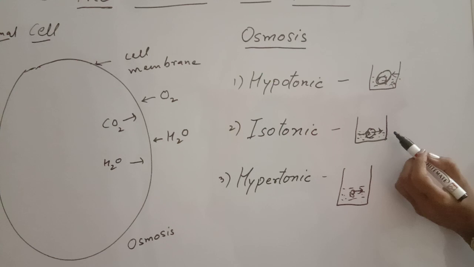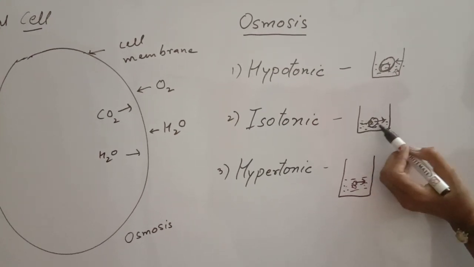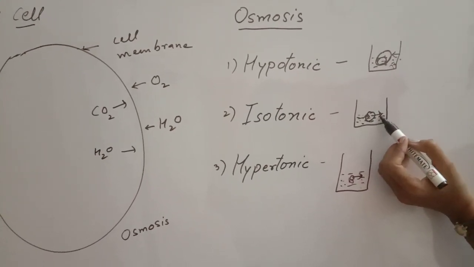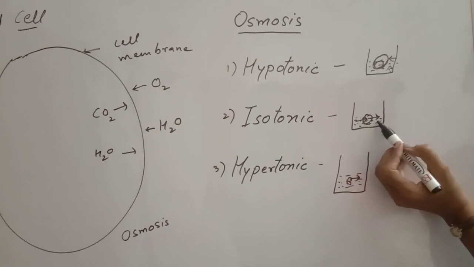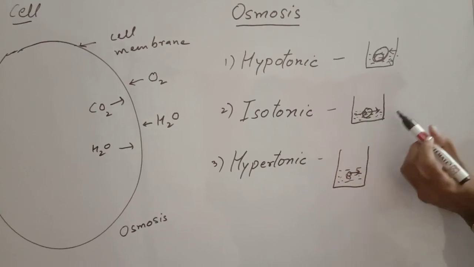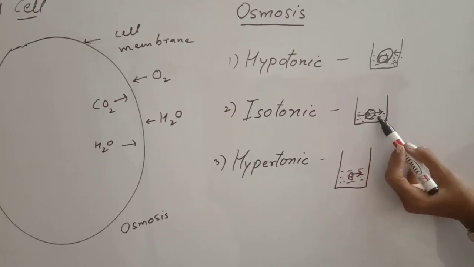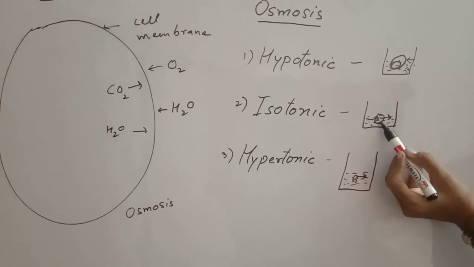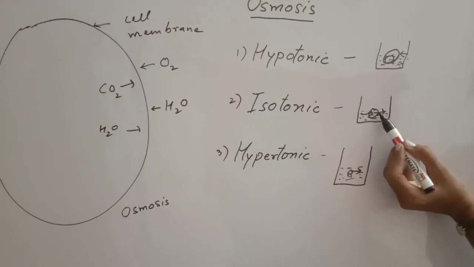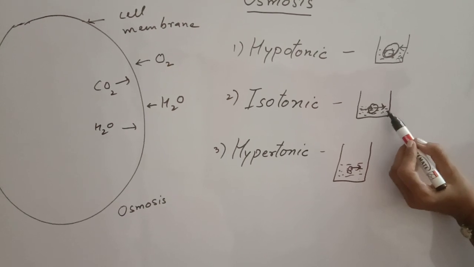In the second case, here the concentration of water inside and outside are both the same. So the amount of water which is coming outside is equal to the amount of water going inside. So there is no change in the shape of the cell. So this solution is isotonic solution.